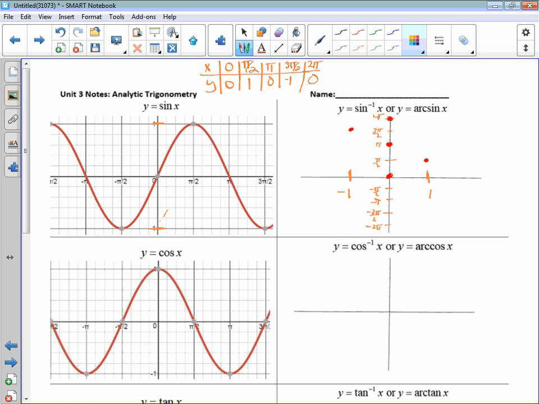Can you guys do those, the down part, the negative? Okay. So -1 is going to be negative pi over 2. 0, negative pi. 1, negative 3 pi over 2. And 0, negative 2. So what this looks like if you connect them.